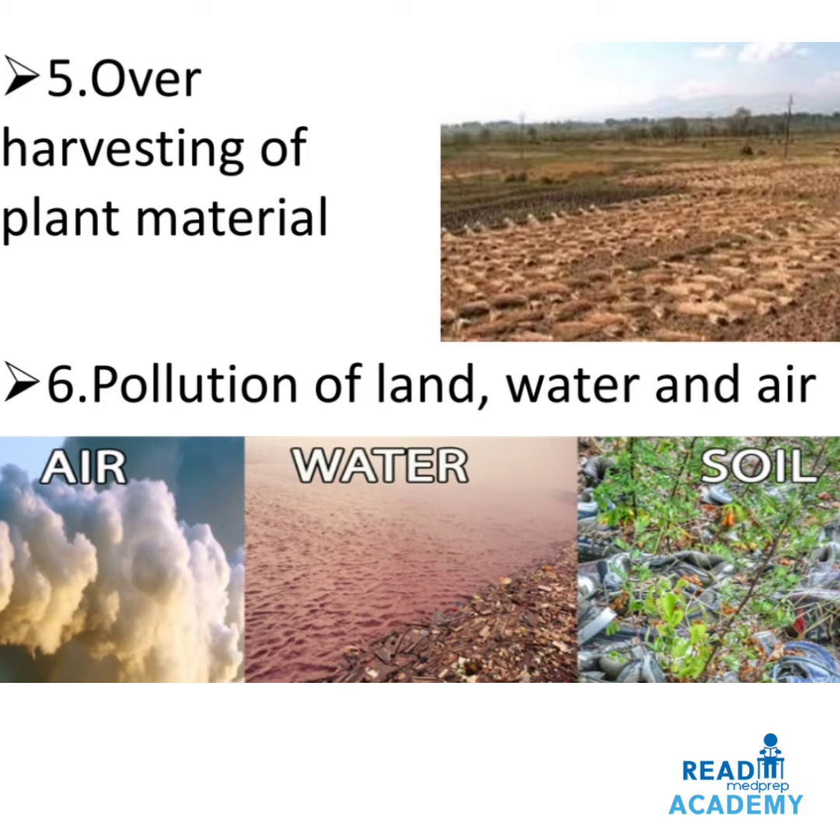The overharvesting of plant materials results in barren land or loss of fertile soil, and the pollution of land, water and air. You can see in the images below the pollution of land, the release of a lot of combustible gases into the atmosphere, the release of effluents into the water which can pollute the water, and the pollution of the soil by plastic and waste materials as well as non-biodegradable materials.